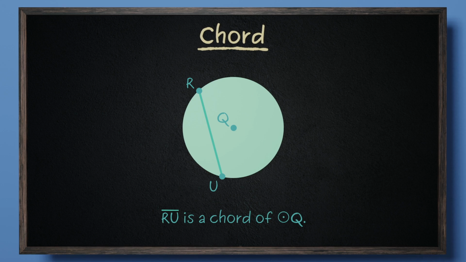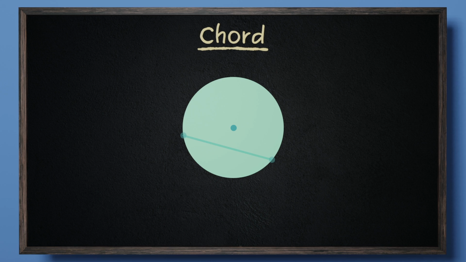Firstly, let's begin with a review of what a chord is. In the lesson about the properties of a circle, we discussed that a chord was any line segment with two unique endpoints on a circle. I mentioned that there were an infinite number of chords that could be formed. Let's look at these two chords from circle Q.